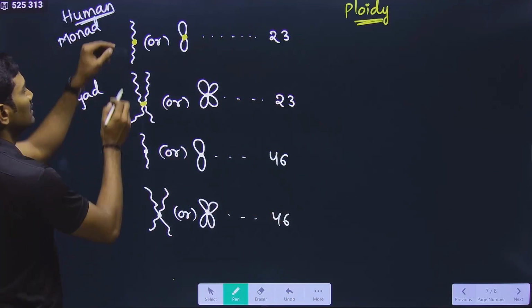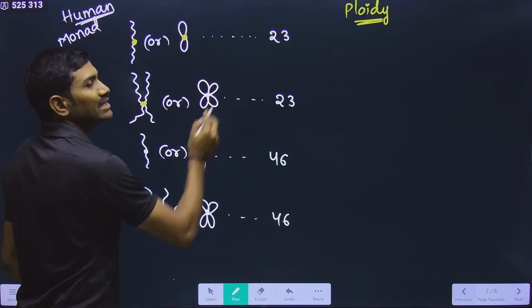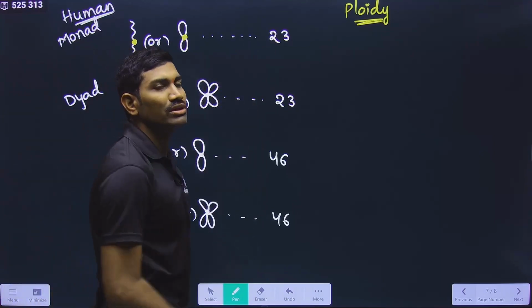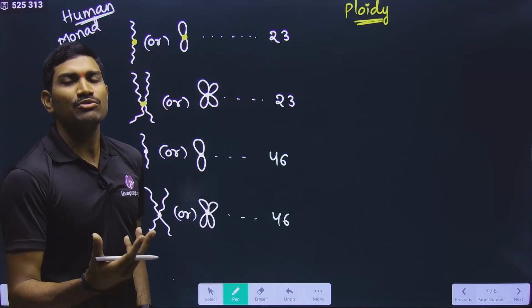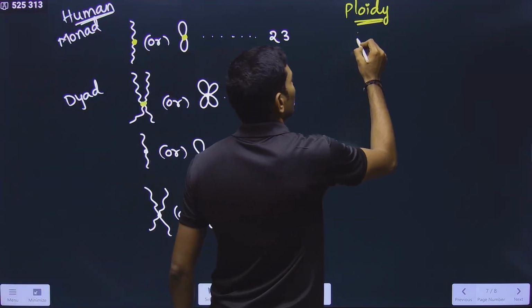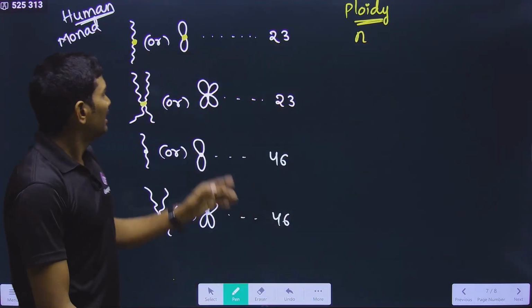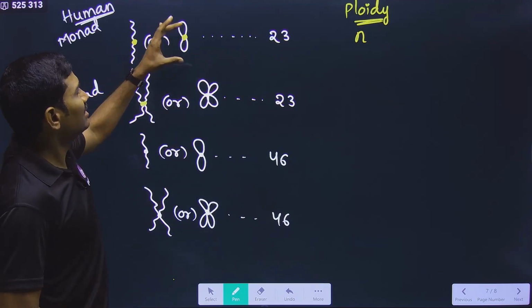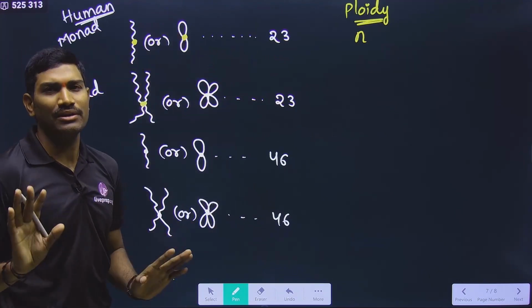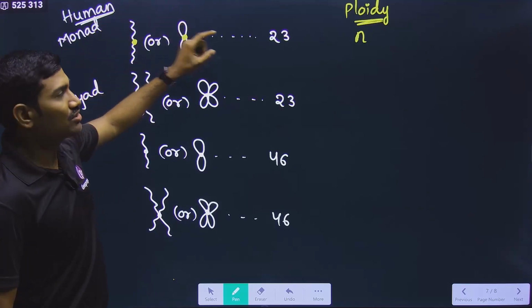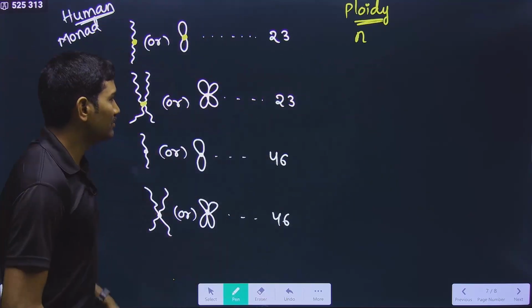Now come back to this. What is the question? Single thread-like structures, 23 are present. That means this is one chromosome. Like this, how many chromosomes? 23 chromosomes are present. That means what is the overall number of chromosomes? 23 only. If 23 chromosomes are present, what is the ploidy? Haploid. If condensed like this, 23 are there, whatever it is, one chromosome. That means it is haploid. Clear? Either like this 23 or like this 23, so what is the ploidy? It is haploid.